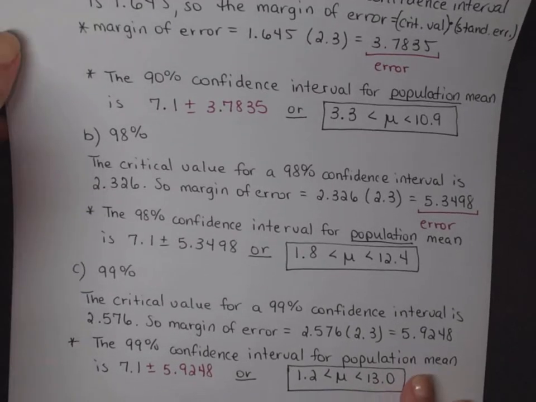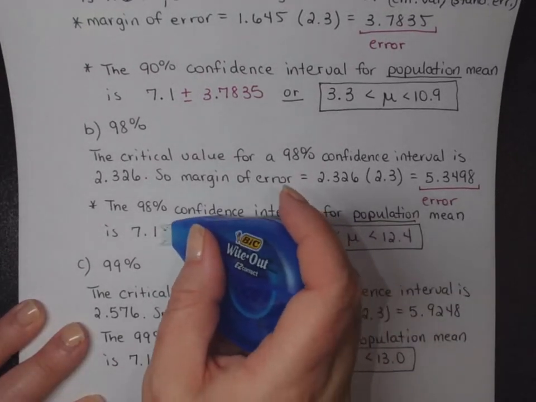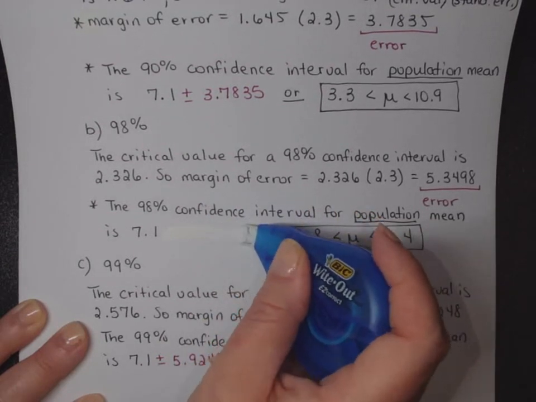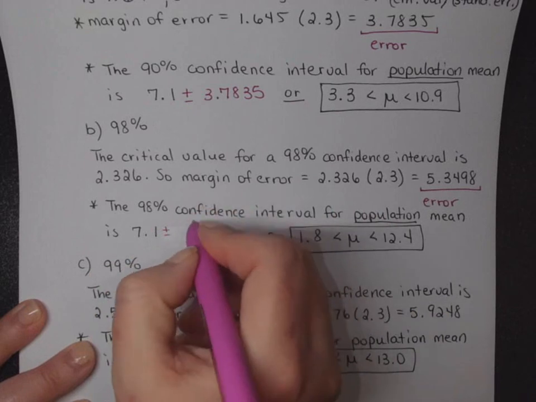Okay. So notice the more confident we want to be, the further our interval is going to spread out from what we got in the sample. So the more confident you want to be, the larger you're going to have to make your interval.